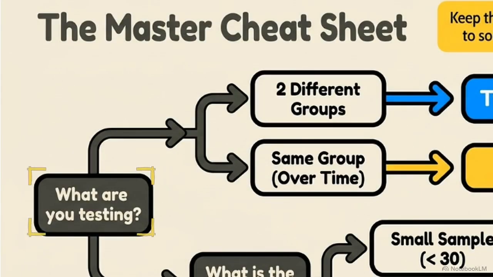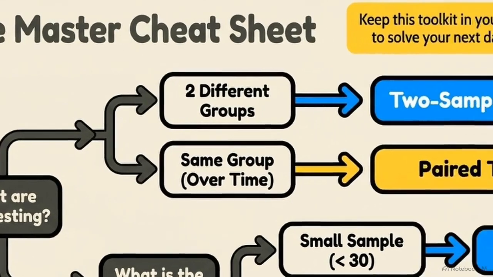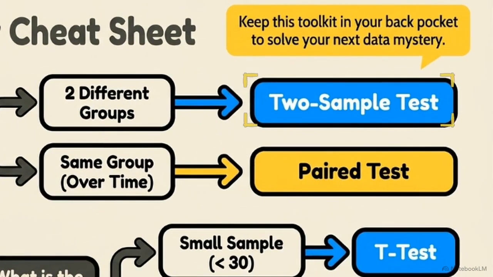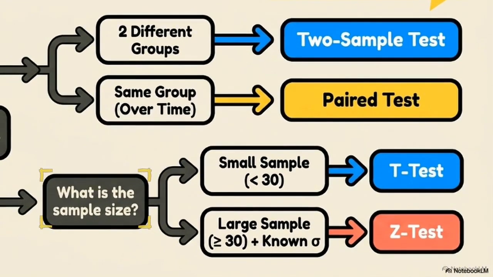The first decision node identifies your data groups. You contrast distinct groups using a two-sample test, while tracking the same group requires a paired test. The second node checks sample size. Analysts default to the t-test for smaller samples, reserving the z-test for large samples.